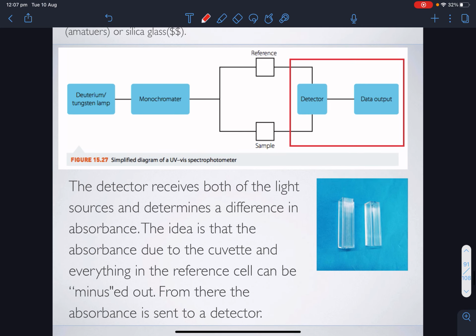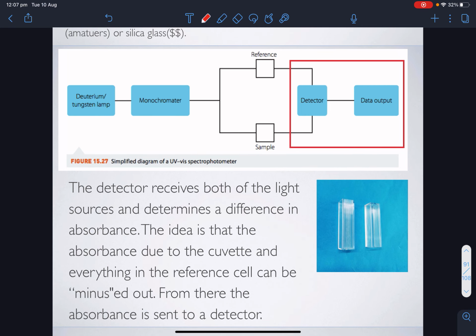Down the other end, we've just got a detector, the light detector that picks up how much light came through the sample. And it also does the maths of minusing away the reference absorption as well. So it does the maths between, what's the difference in absorption between the reference and the sample? Then, if you're just measuring one absorption at one wavelength, it just puts a number up on the screen on the UV-Vis. So it just goes absorbance equals 0.890, for example.